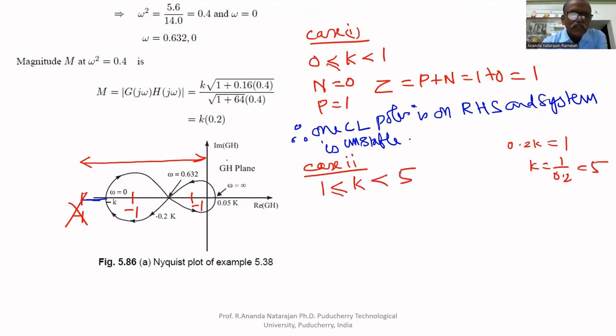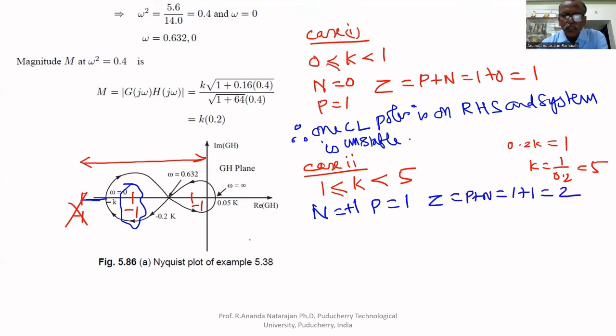In that case, minus 1 lies in between minus K and minus 0.2 K. In that case, N equal to what? N equal to 1 plus 1, because it is in the clockwise direction. And P equal to what? P also equal to 1. Therefore, Z equal to P plus N equal to 1 plus 1 equal to 2. Therefore, 2 closed loop poles on the RHS and system is unstable.